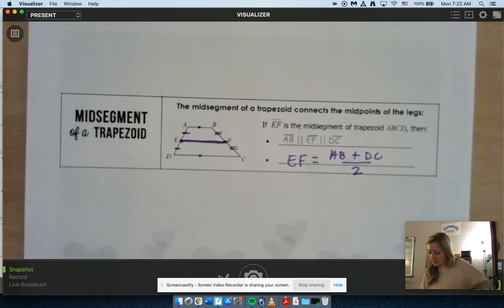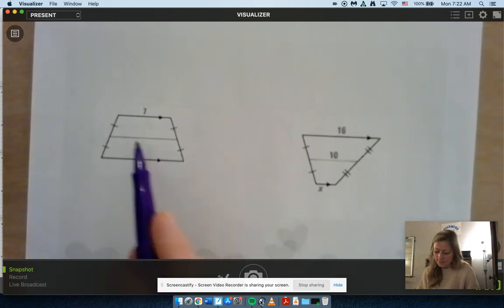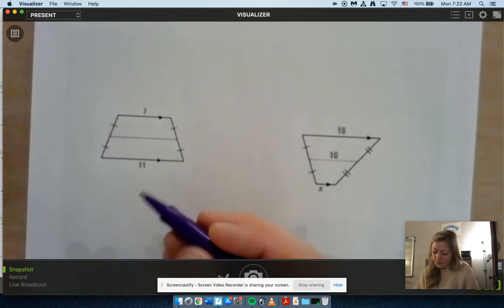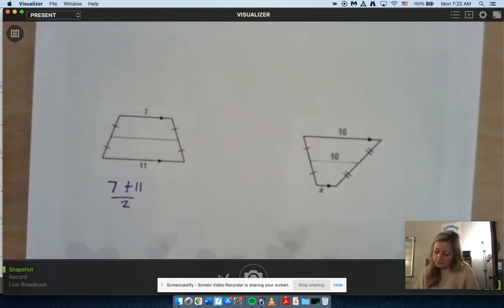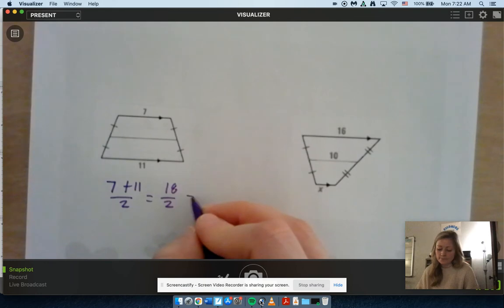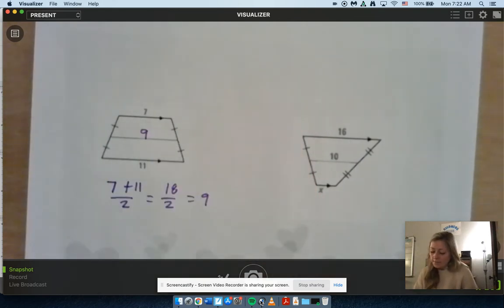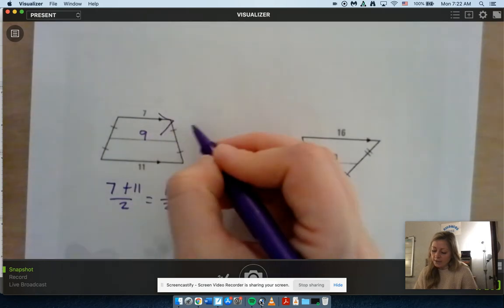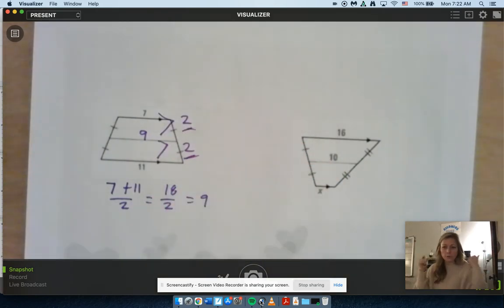Alrighty, let's try some pretty basic examples here. So we are looking for this mid-segment. Again, you take your bases that they give us, so 7 plus 11, divide by 2. 7 plus 11 is 18, divide by 2, and we get 9. And the best part is you can always check. 7 to 9 is 2 away, 9 to 11 is 2 away. These should be the same distance. Everything checks out. We're good to go.